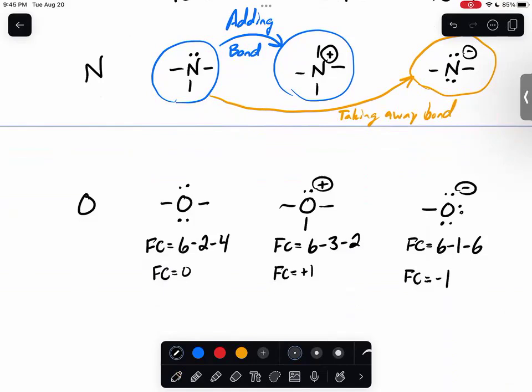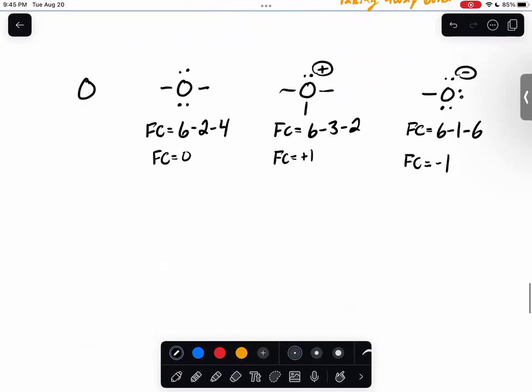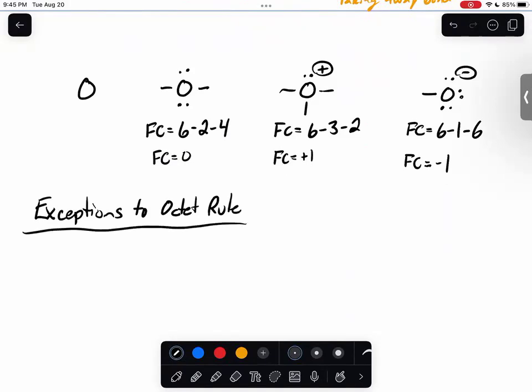Now we have a couple final things before we close out, and those are just some exceptions to the octet rule. And the reason I want to bring these up now is because I don't want them to catch you off guard later. Right, the octet rule is going to apply to practically everything that we work with, except there are 2 or 3 atoms that are a little different.